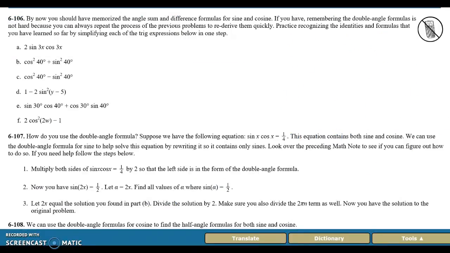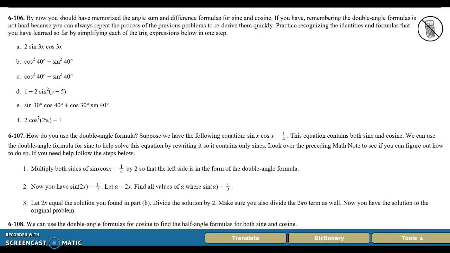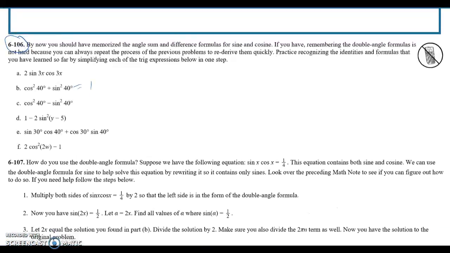Okay, so now to finish some of the stuff from classwork that we didn't quite get to. We left off working on number 106. I just want to make sure that everyone's really got this down. So we went over A, we went over B. B is just the fundamental Pythagorean identity, so it equals 1. That's it.